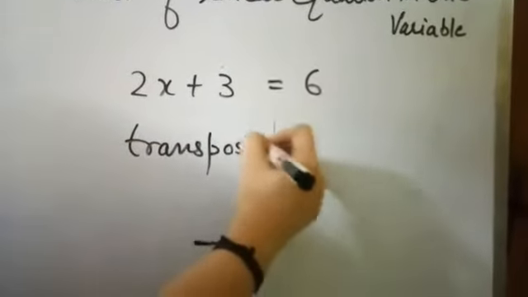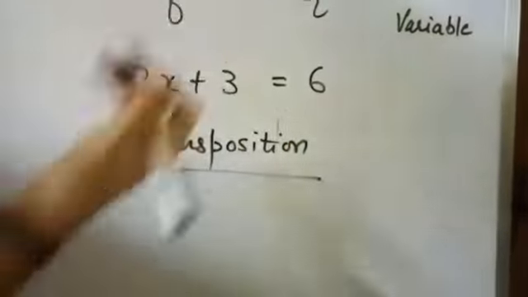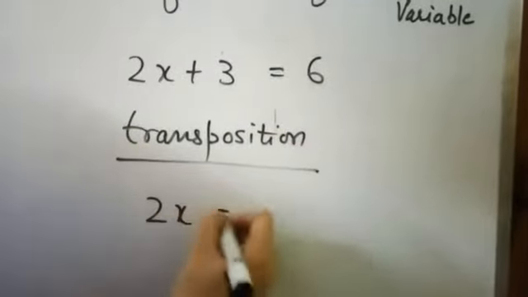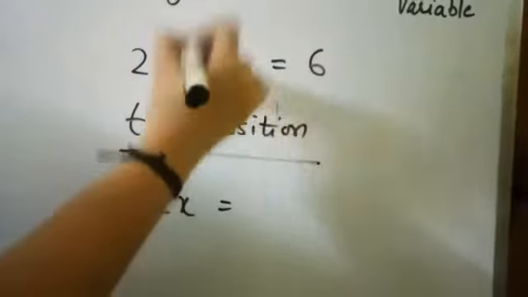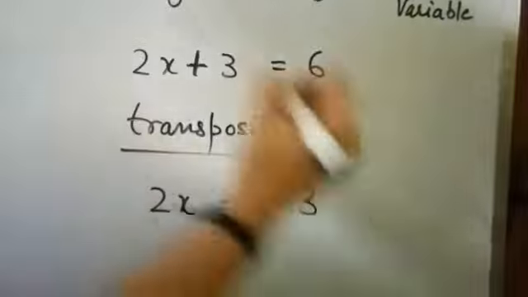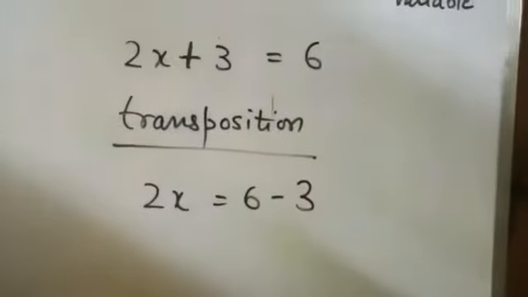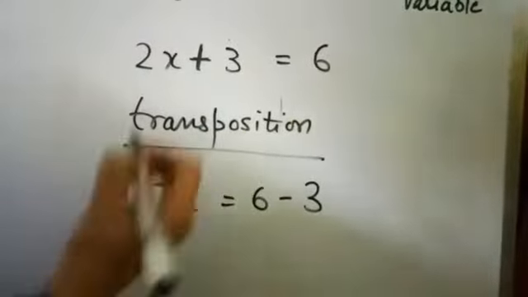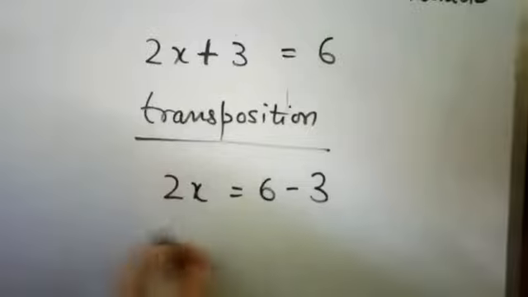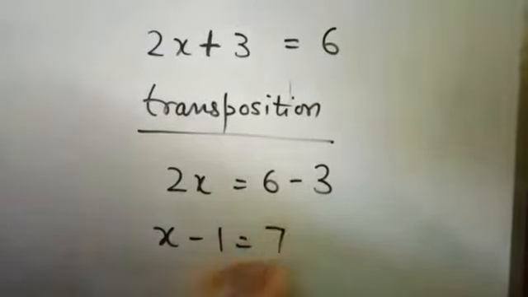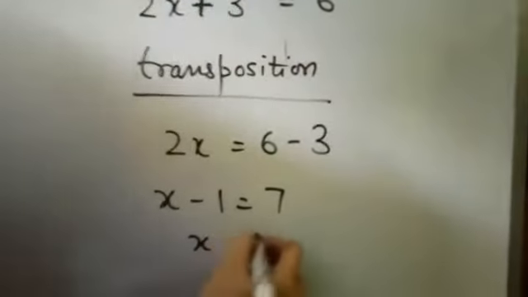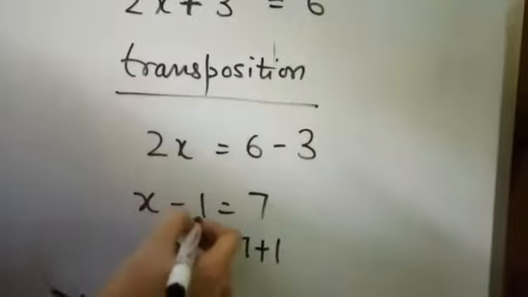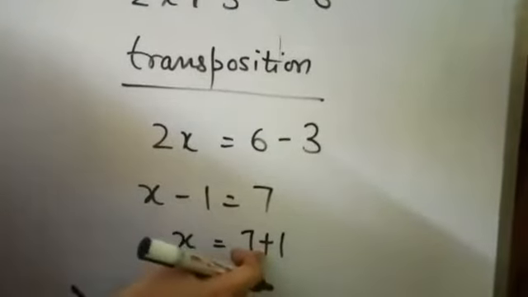Transposition. How does it work? Suppose I am taking 3 from LHS to RHS, that will go for subtraction. The plus sign of the term changes to the negative sign on the other side, and if it is negative, suppose x minus 1 is equal to 7, then x is equal to 7 plus 1. This negative sign will change to a positive sign.